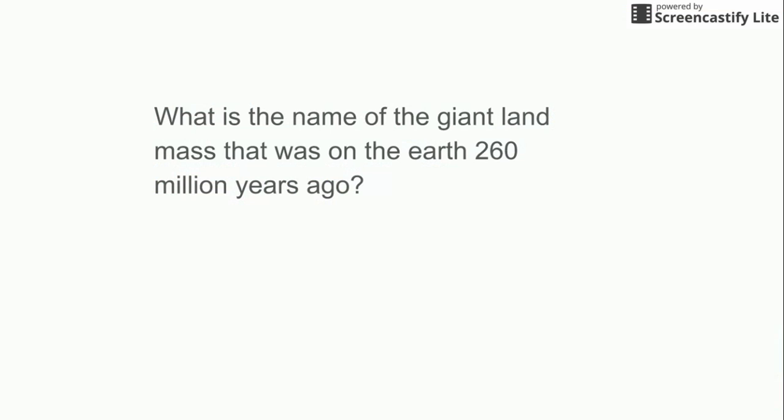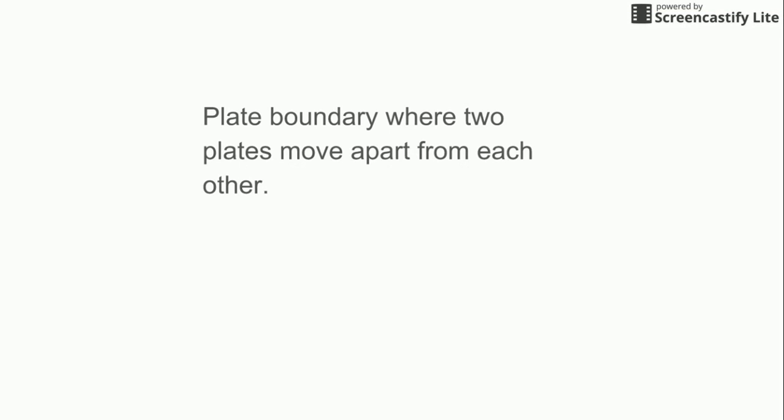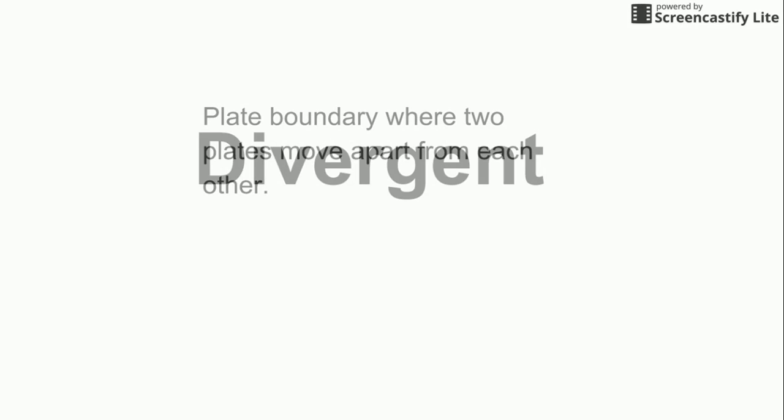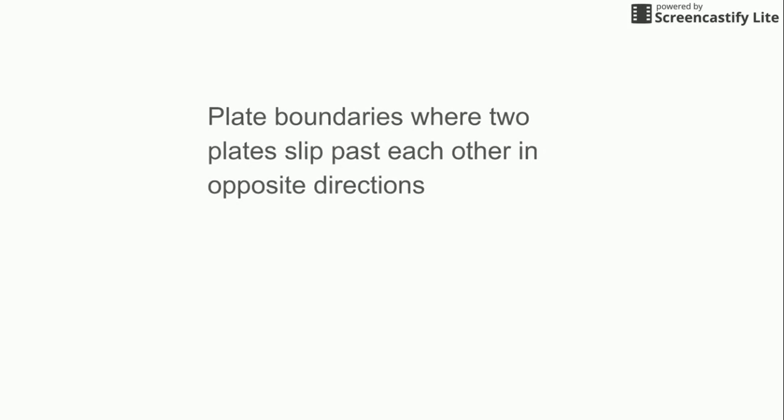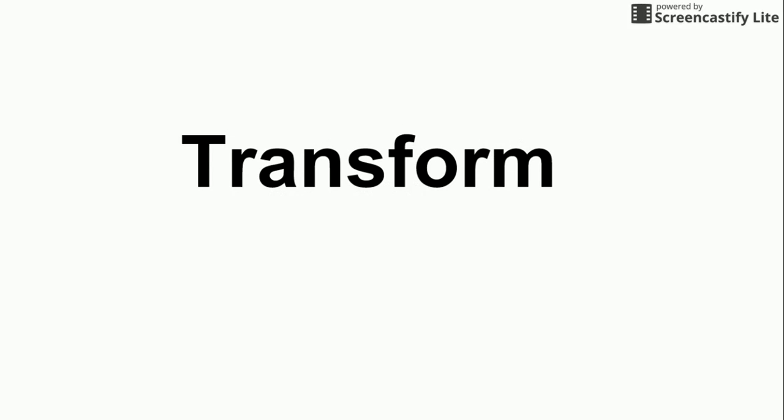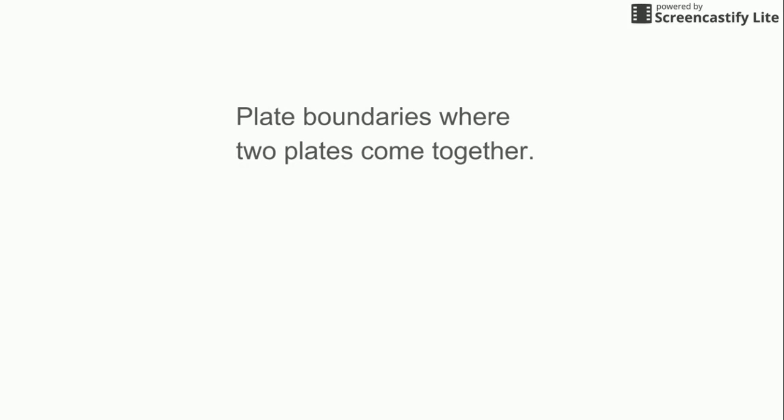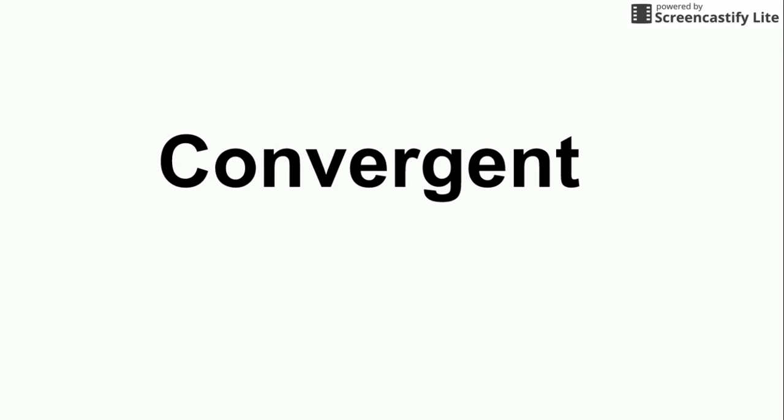So let's do some quick questions. What is the name of the giant landmass that was on the Earth 260 million years ago? It was Pangea. This is a plate boundary where 2 plates move apart from each other. This is a divergent boundary. Plate boundary where two plates slip past each other in opposite directions. This is a transform boundary. Plate boundary where two plates come together. Convergent plate boundary.